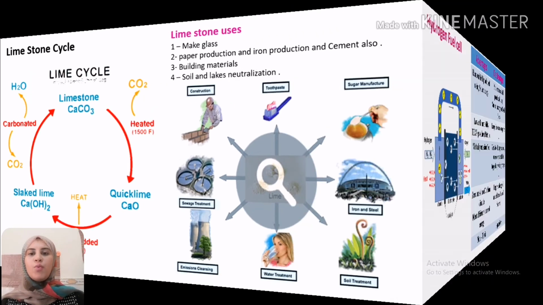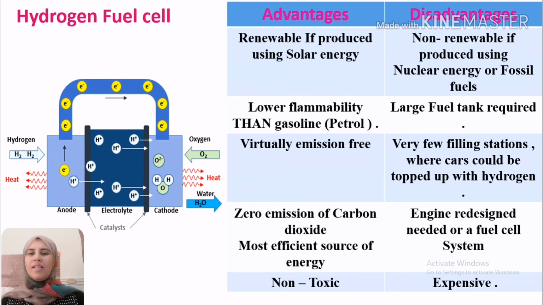At last, we will finish with the hydrogen fuel cell. I expect that we studied the hydrogen fuel cell before. Hydrogen fuel cell is one of the most efficient resources of energy. Each 1 mole of hydrogen can produce the largest amount of energy from its burning reaction. In its burning reaction, we just burn hydrogen with oxygen to form water.